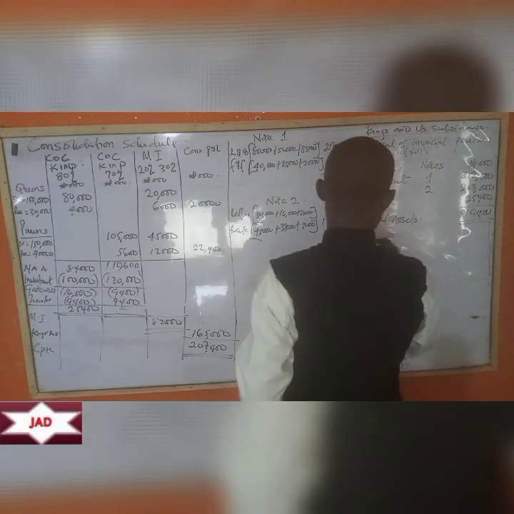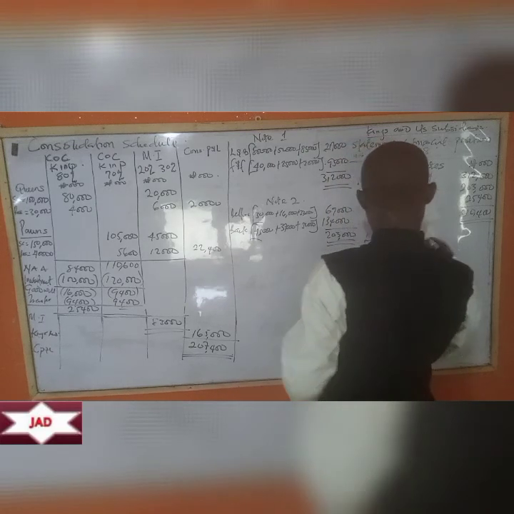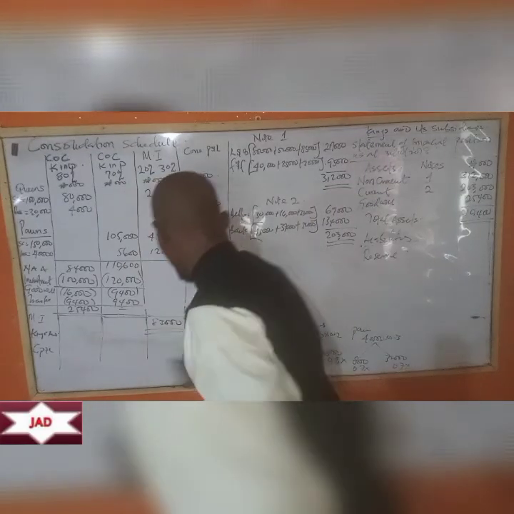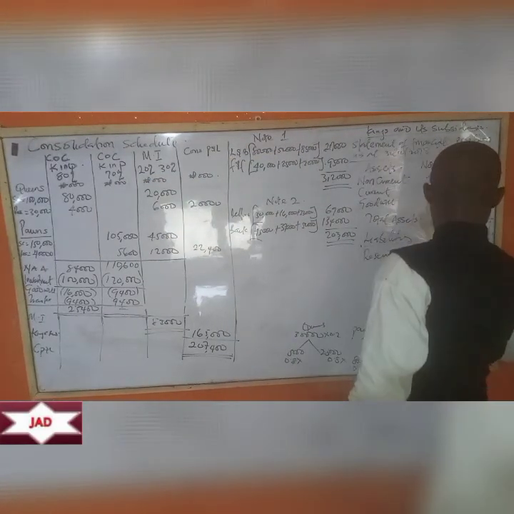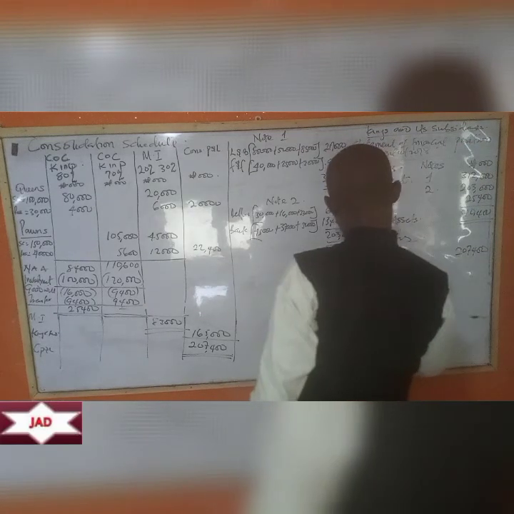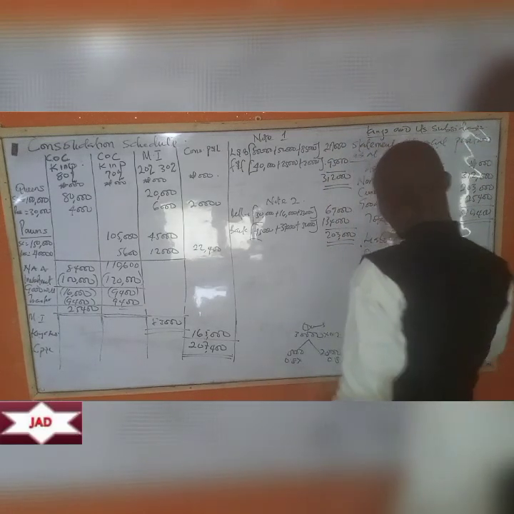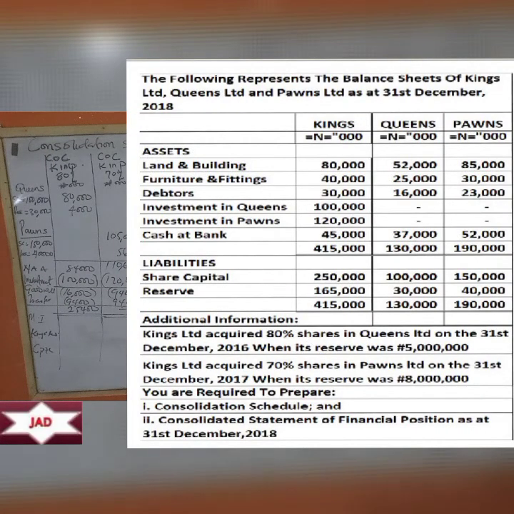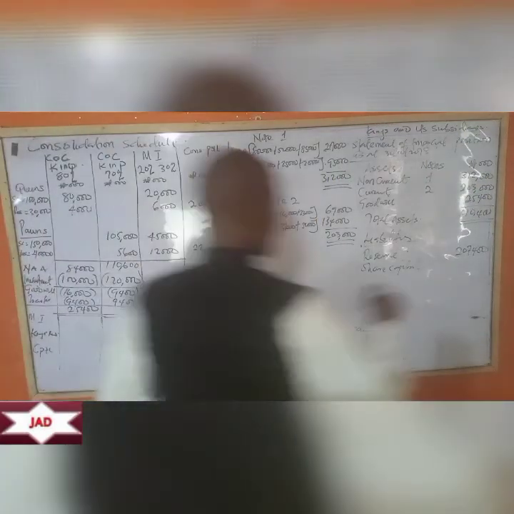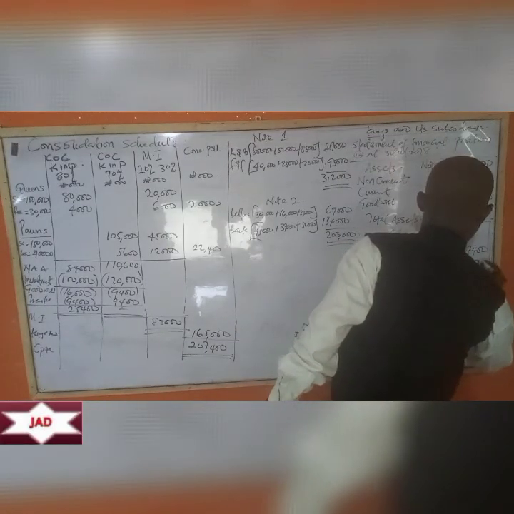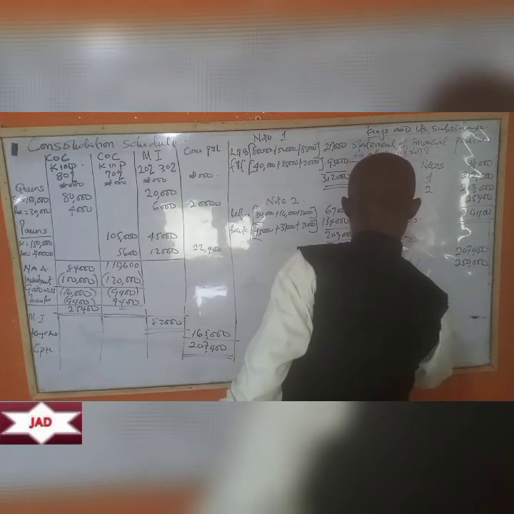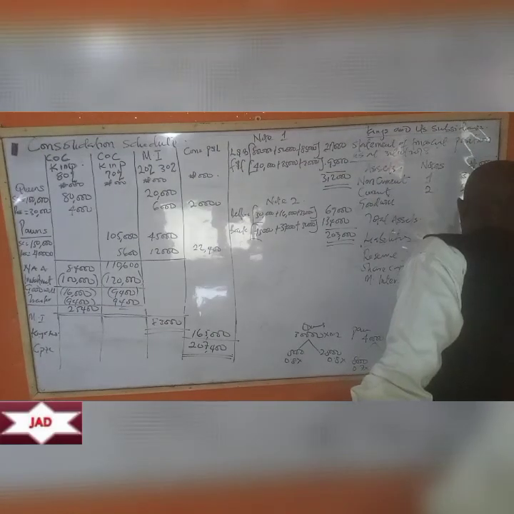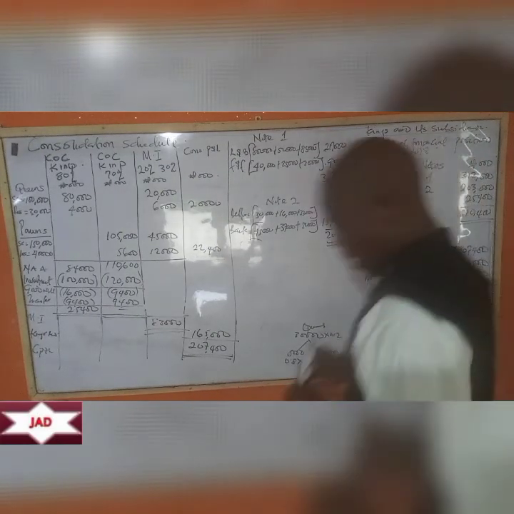So let's go. Liabilities now. What's our reserve? Our reserve here is 207,400. What's our share capital of the holding company? What do you have? 250,000. So we have minority interest. What do we have? 83,000. So let's add up.